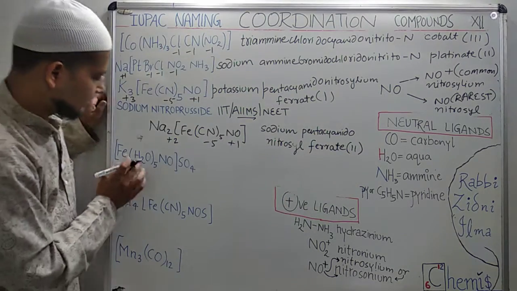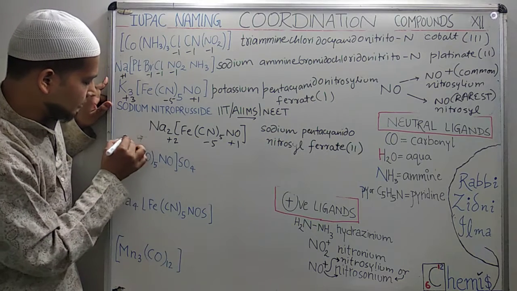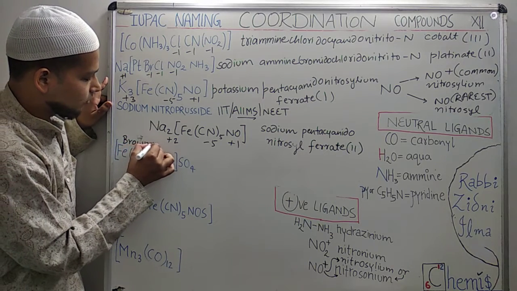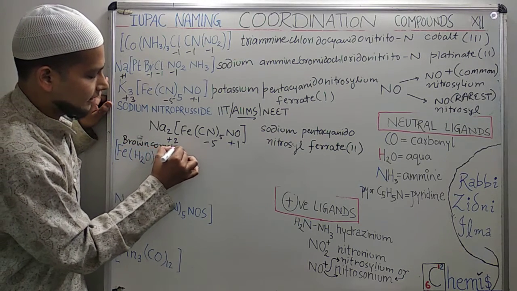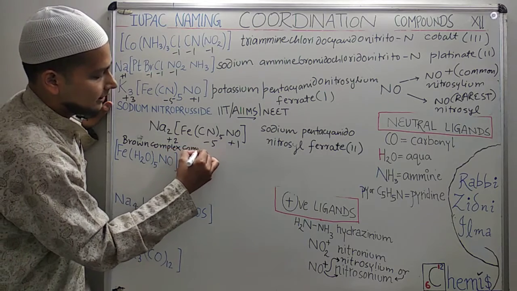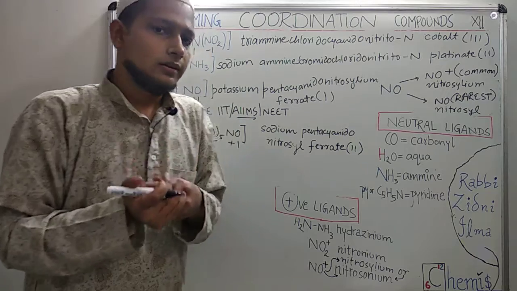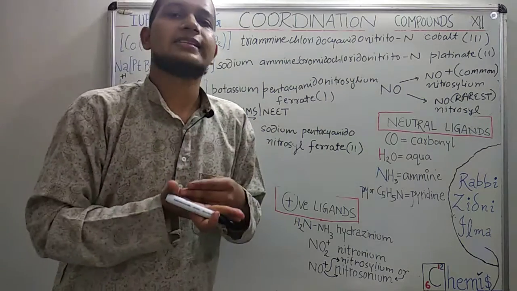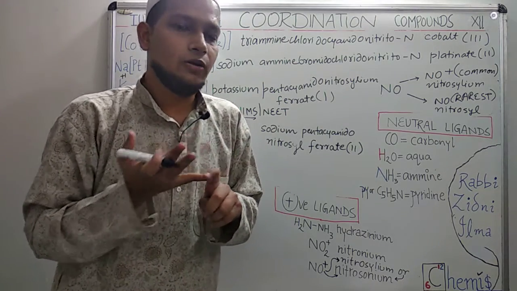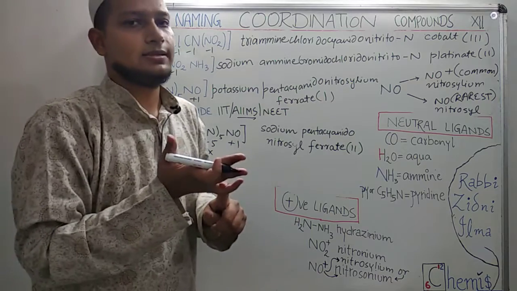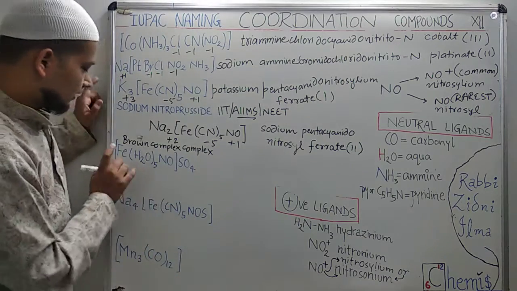Next is this one. It is the brown ring complex. What is this? Brown ring complex, and it is formed in our test tube when we do the test of nitrate ion, and it is part of our syllabus. And be ready for Viva, because your examiner will ask you this in your Viva. So this is the complex.